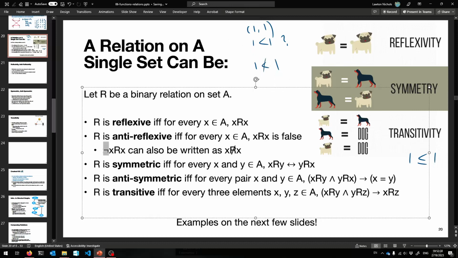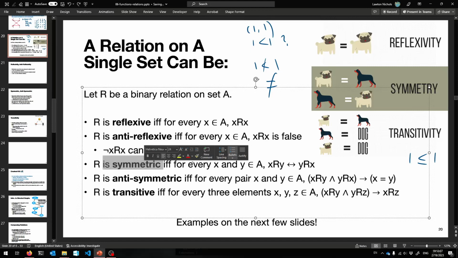And then instead of saying it's not true that x is related to x, a lot of the time you can just draw a slash through the relation symbol. This is a common thing, right? Not less than, not equal to, all those ideas. That's a symbol you already understand. So that's reflexivity. It's reflexive if every element is related to itself. It's anti-reflexive if no element is related to itself. So less than and less than or equal to are good examples of that.